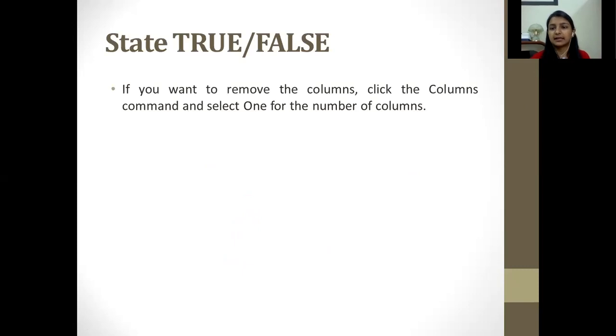So now here's again a question. You have to answer between true and false. If you want to remove the columns, click the columns command and select one from the number of the columns. What do you think, is this statement true or false? If you want to remove the columns, click the column command and select one for the number of columns. Is it possible or not?